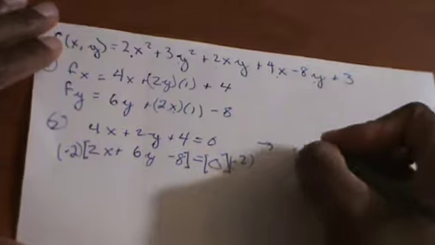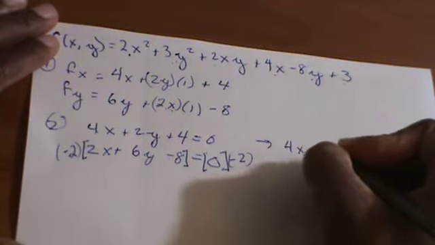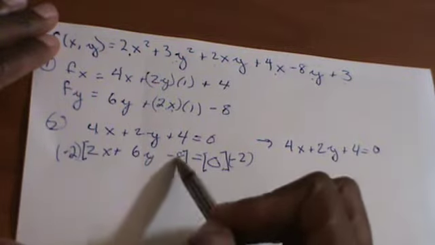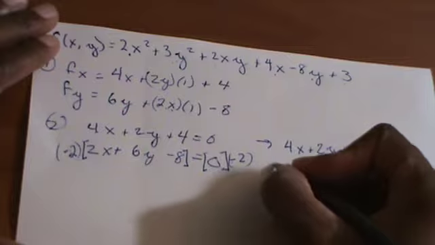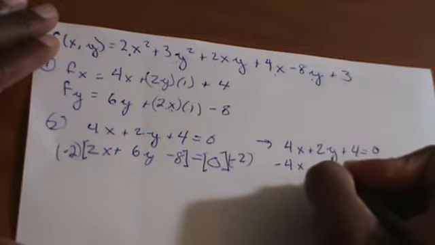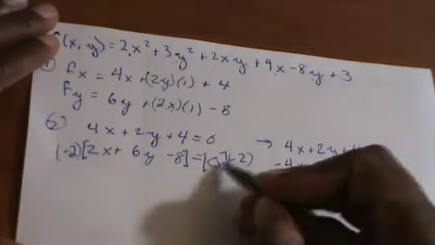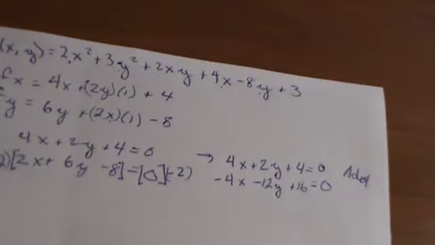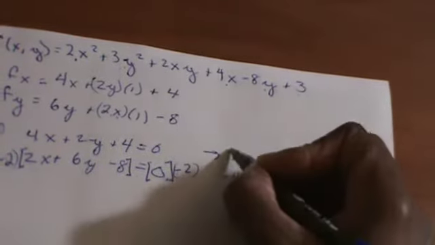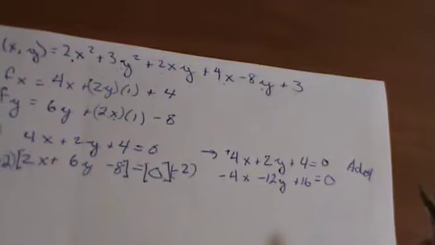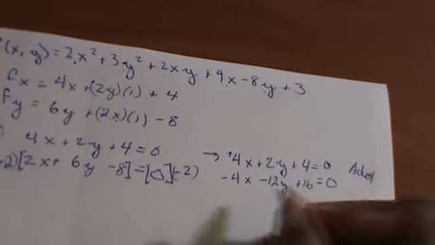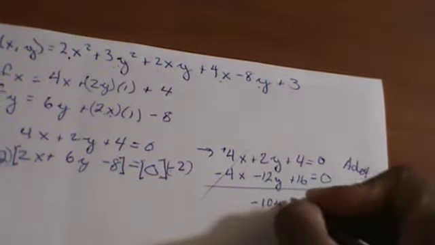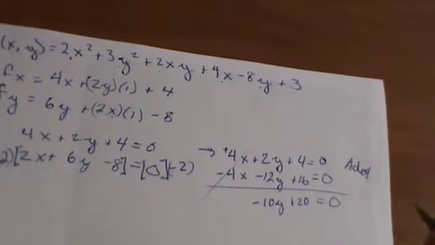So the top one yields 4x plus 2y plus 4 equals 0. And then if I distribute the -2 everywhere, and -2 times the 0 as well, -4x minus 12y plus 16, and -2 times 0 is 0. So now I can add these two together. Let me point out that if you have opposite signs, plus here and then minus there, you want to add. If you have the same sign, then you want to subtract. So if I add together, those two cancel. This gives me -10y plus 20 is equal to 0.